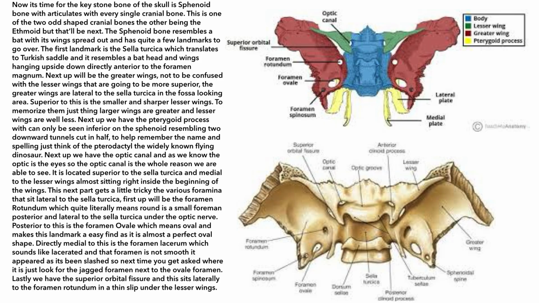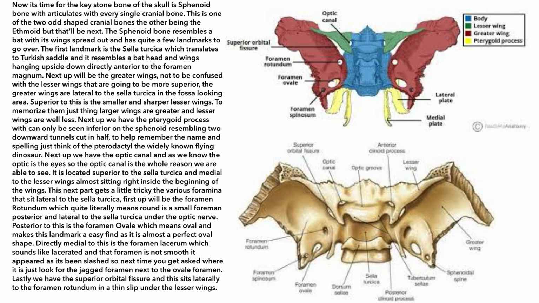The first is going to be the sella turcica, which translates to Turkish saddle, and it resembles a bat head and its wings hanging upside down, directly anterior to the foramen magnum. You can't miss it. Next up will be the greater wings, not to be confused with the lesser wings, that are going to be more superior.